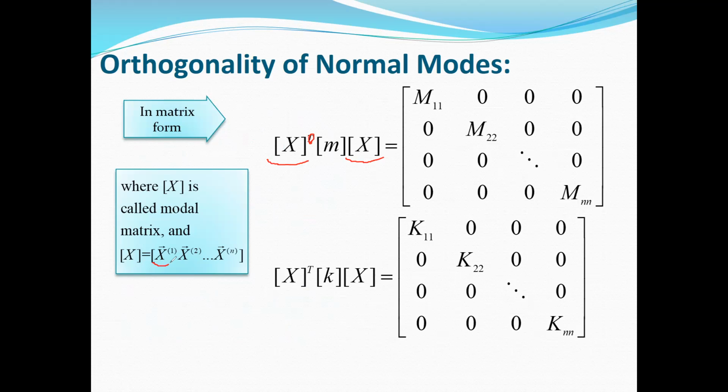As you can see, the first column of the modal matrix is the first mode shape, the second column of the modal matrix is the second mode shape, and finally the nth column, or the last column of the modal matrix, is the last mode shape, or the nth mode shape. So if you form this matrix, and if you form this equation, the modal matrix transpose multiplied by matrix M, or matrix K in the second equation, multiplied by the modal matrix, it must be equal to a diagonal matrix.